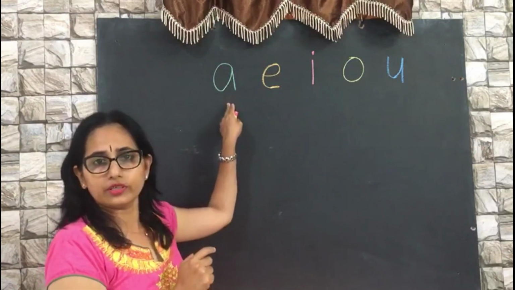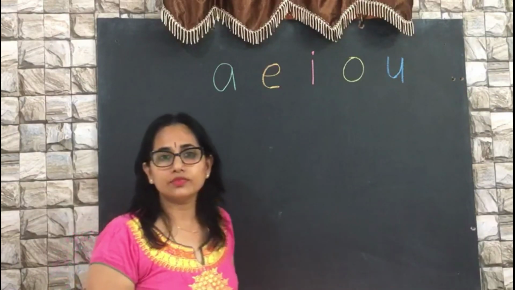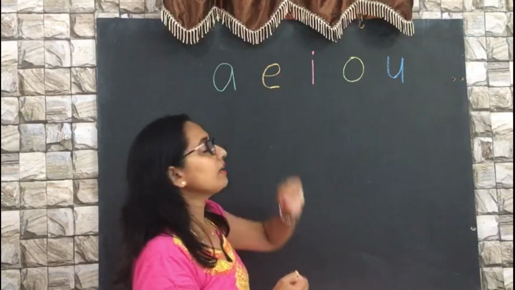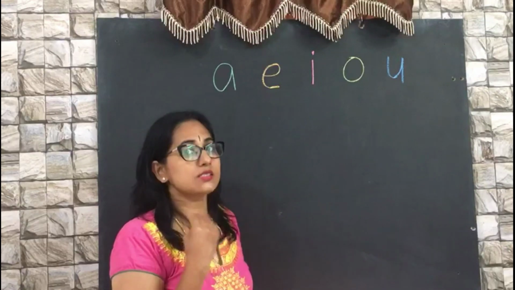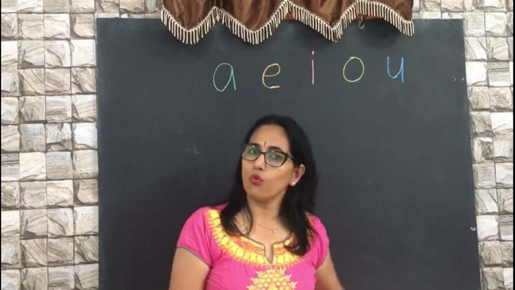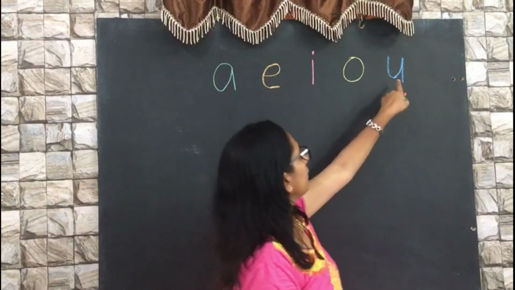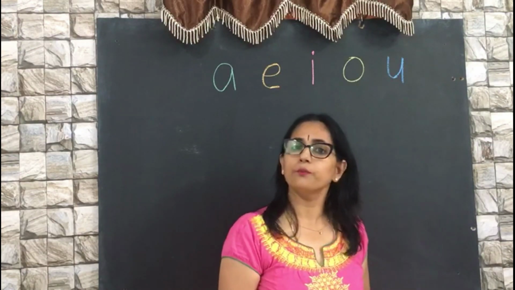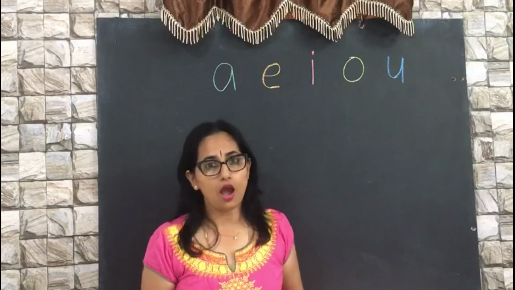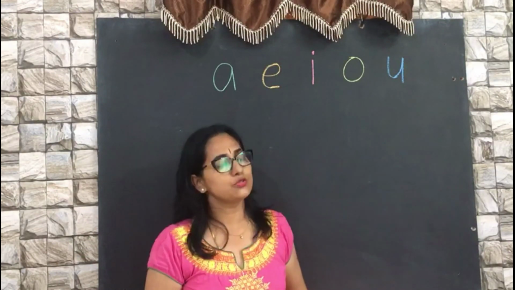Green color is for A, and the sound of it is A. Orange color is for vowel E, and the sound is E. Pink color is for vowel I, and the sound of I is I. Yellow color is for O, and the sound of O is O. And I'm using blue color for vowel U, and the sound of it is U. For a recap, you can just tell the old vowel and consonant story.